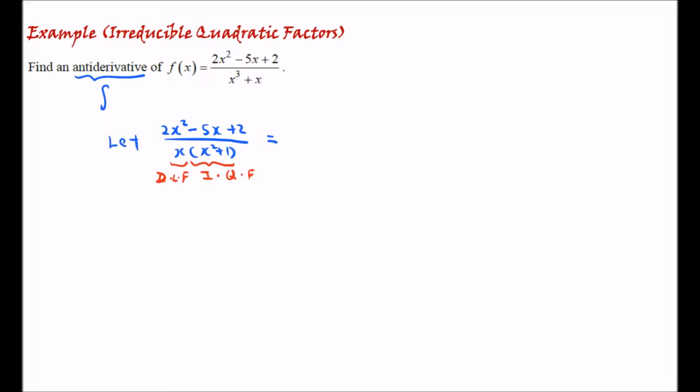Okay, DLF. So we follow rule number 1, A over x, plus, now because you have an irreducible quadratic factor, you have to use rule 3. So Bx plus C over x squared plus 1. This is your rule 3. Okay, this is rule 3. If you forget the rule, I advise you to refer back to the previous video.